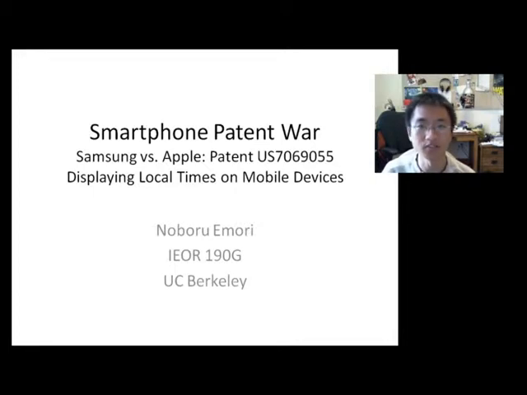About patent US7069055, which is displaying local times on mobile devices. Samsung is claiming that Apple is infringing on this patent, so this week I will talk about how Apple might be able to defend itself against Samsung.